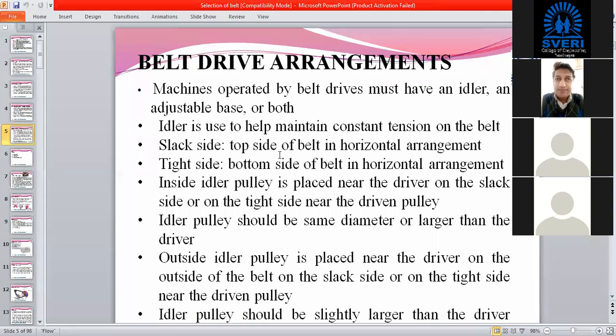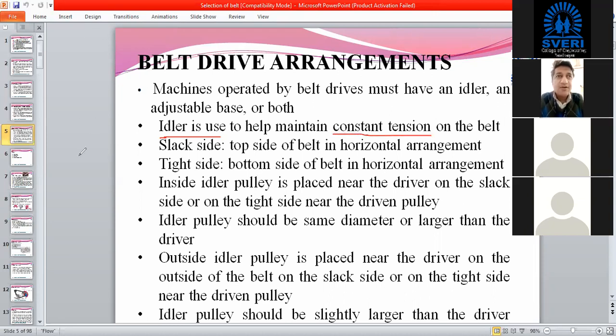Then, as we know, belt drives are arranged for transmitting the power of a prime mover to machinery. We are going to see the different terminologies which are used in case of belt drive. So the first thing is the idler pulley. This idler pulley is used to maintain a constant tension in that belt.